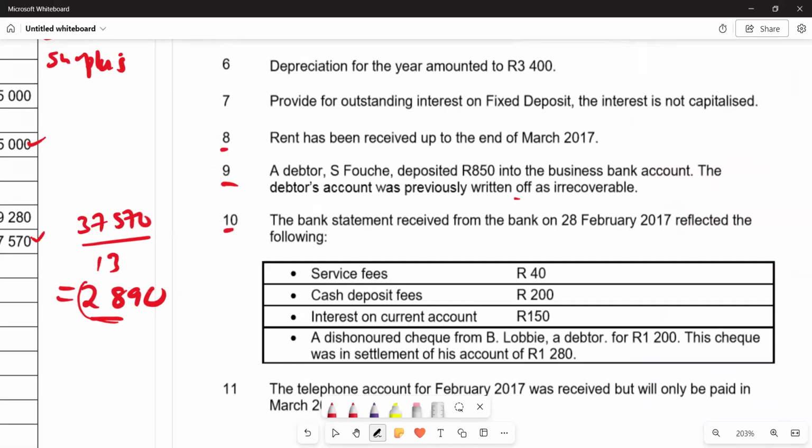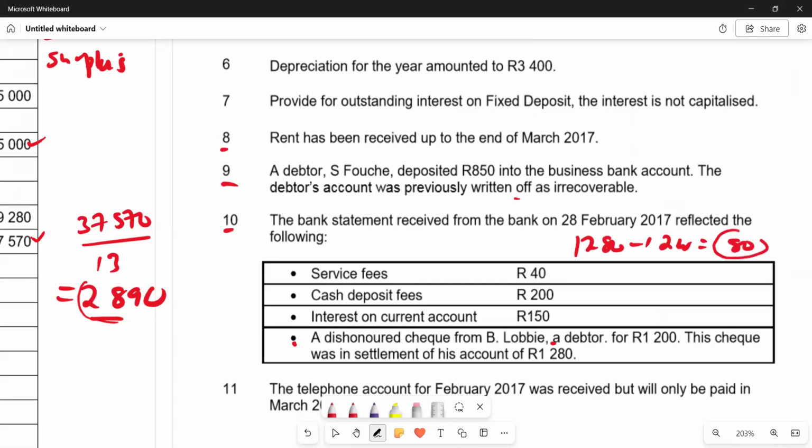A dishonored check from B Lobby, a debtor, for 1,200. This check was in settlement of his account of 1,280. What does it mean? This is a debtor who paid 1,200, but the debtor was owing 1,280. So it means we gave the debtor a discount. So this is discount allowed of 1,280 minus 1,200, which is 80.